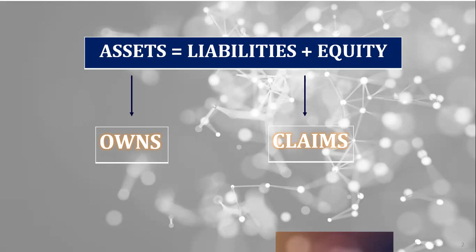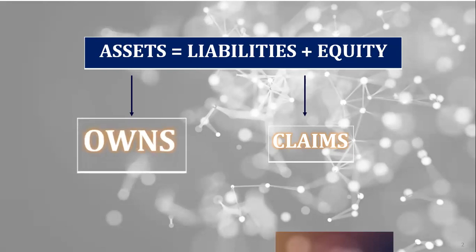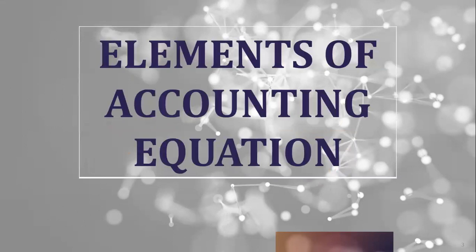On the other hand, the right side of your screen represents the claims of the different parties on the company's assets. Liabilities represent the claims of outside entities, while equity represents the residual interest of the owners of the entity. Meaning, liabilities is money owed, sa Tagalog, mga kautangan. So now, let's proceed to the elements of the accounting equation.